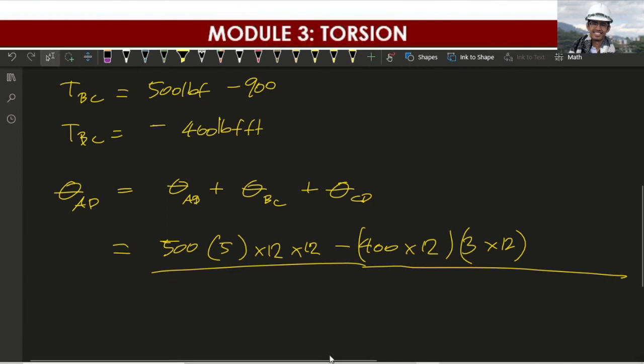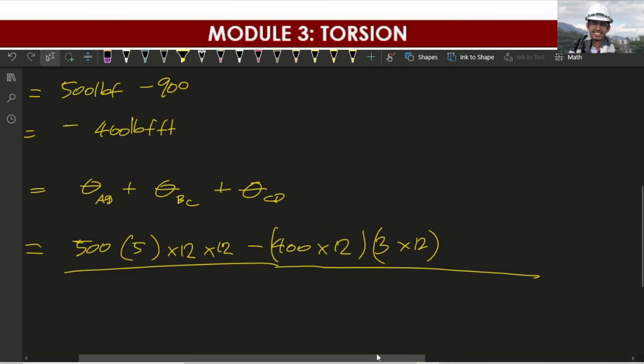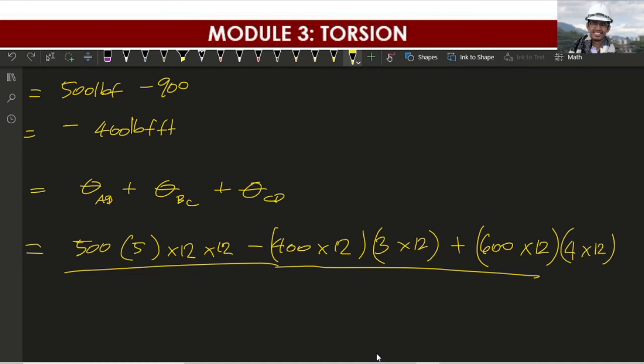Okay. And for the last segment, that is CD, so that is plus, yung kanyang torque, that is 600 pound-feet. So times 12 para maging inch times yung kanyang length, that is 4 feet, times 12 ulit, over yung kanilang G and yung polar moment of inertia. So for G is isa lang, that is 12 times 10 raised to 6, and yung polar moment of inertia, that is pi over 32 times yung kanyang diameter, that is 2 inch raised to 4.